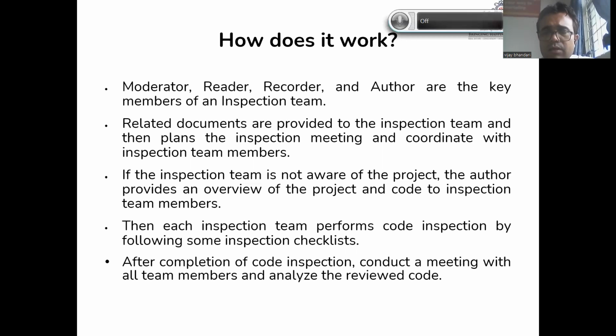reader reads the code aloud, which allows the other team members to identify errors. And fourthly, the recorder, that is the last element. The recorder, or scribe, compiles the steps of the code inspection and records any claim that indicates an error.